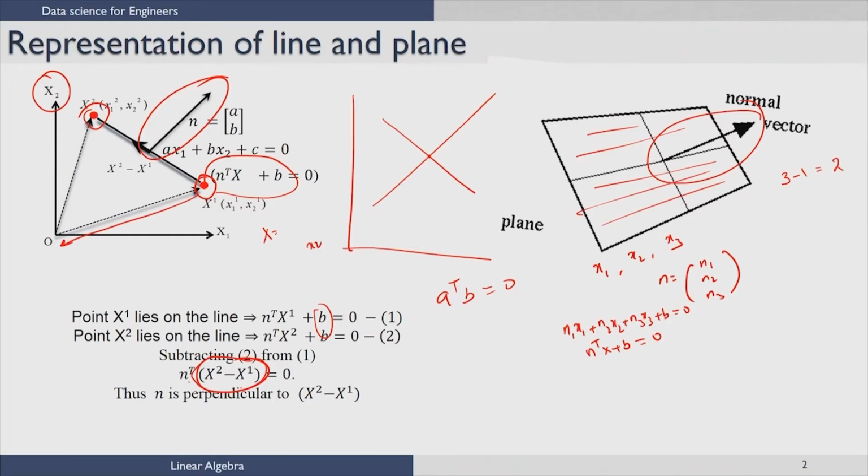So, in 3 dimensions, one equation would represent a plane, and in 3 dimensions 2 equations would represent a line, because we have 3 degrees of freedom. If you take away 2, then you have 1, a 1-dimensional object is a line, and if you have 3 equations, then you have 3 minus 3 equals 0, a 0-dimensional object would be a point, and this would be a point as long as these 3 equations are consistent and solvable.